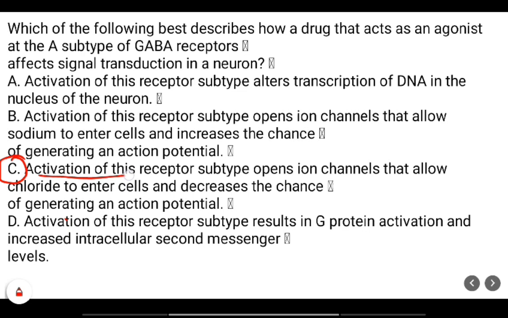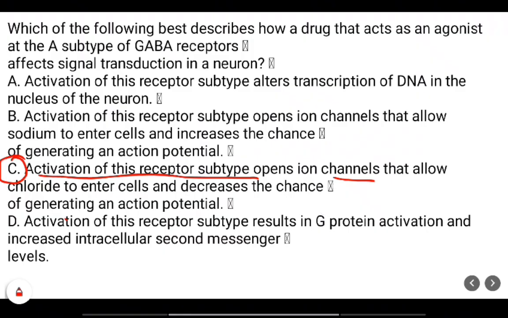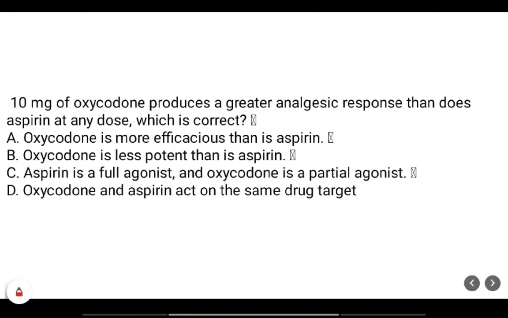Option C, activation will open the ion channels and the chloride will enter the cells and decrease the chance of generating an action potential. Next, 10 mg of oxycodone produces a greater analgesic response than does aspirin at any dose.